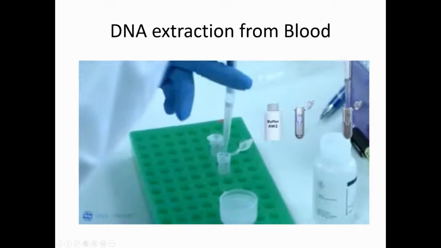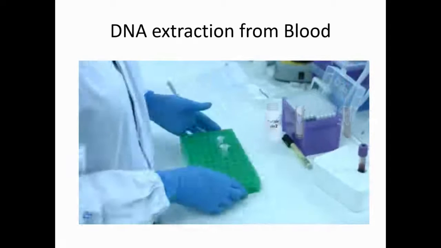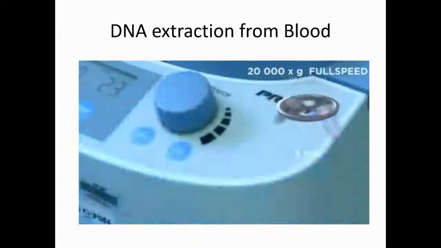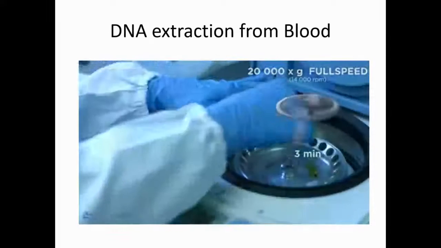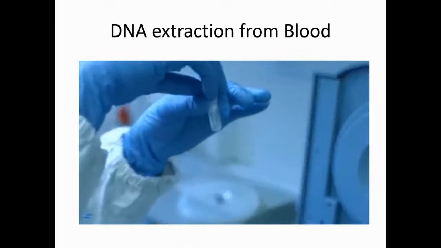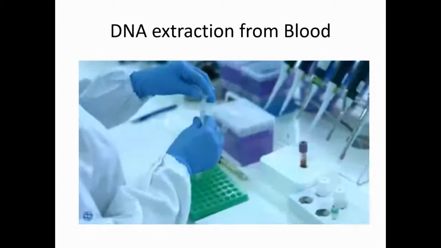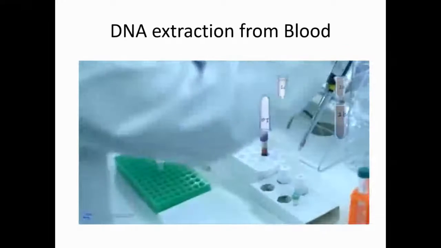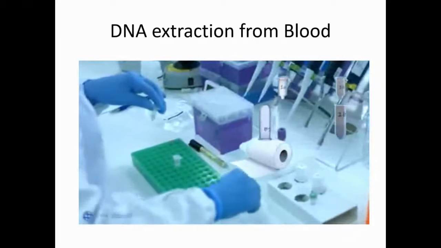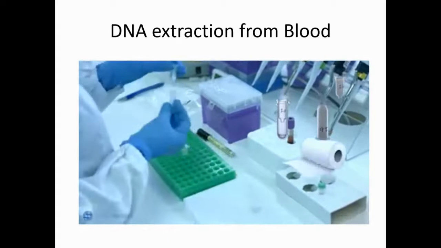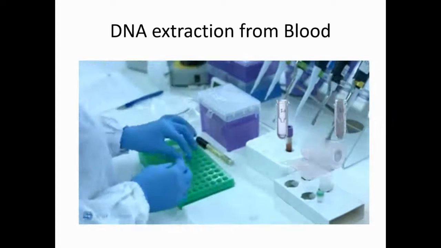Close the cap and centrifuge at full speed, that's 20,000 G, around 14,000 RPM, for 3 minutes. Discard the filtrate from the collection tube into a waste container, as the collection tube is going to be reused. Dry the rim of each collection tube on a paper towel and replace the spin column.